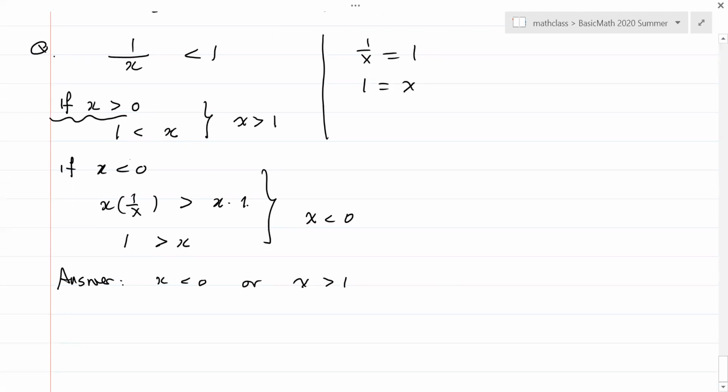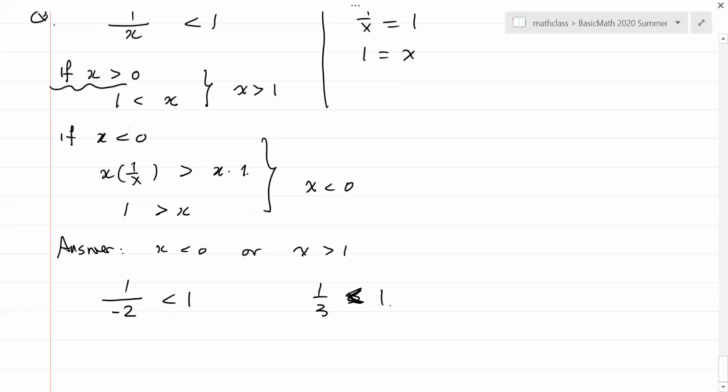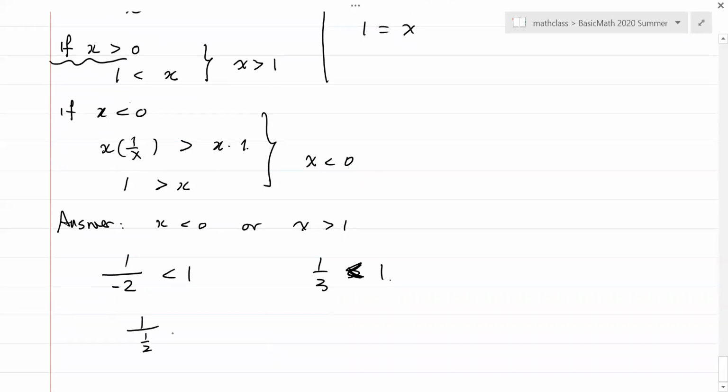It's not necessarily x greater than 1. For example, 1 over negative 2 is less than 1, so negative 2 is a solution. Also, 1 over 3 is less than 1. x cannot be between 0 and 1. That's the whole point. So x can be negative, or x can be greater than 1, but x cannot be between 0 and 1. If x is 1/2, this will be greater than 1, so 1/2 is not going to be a solution.